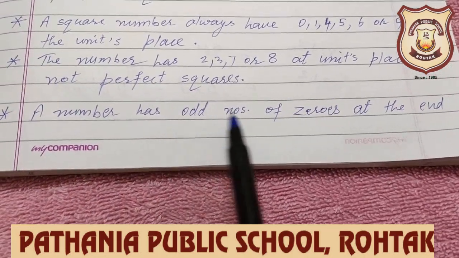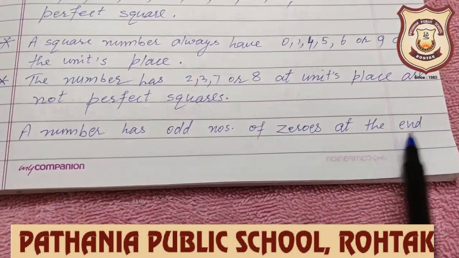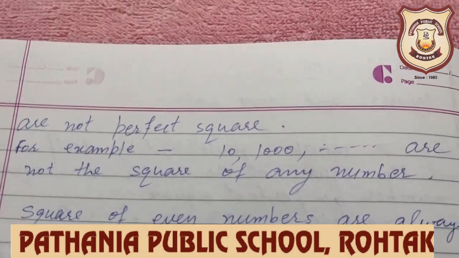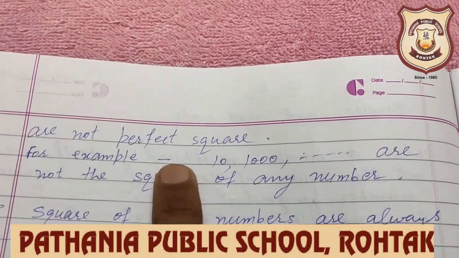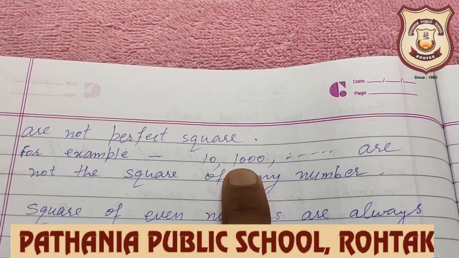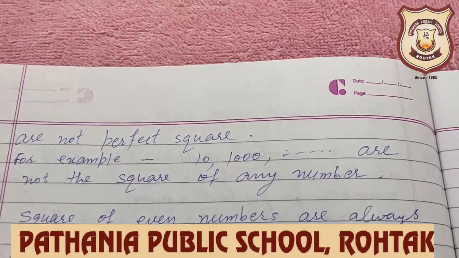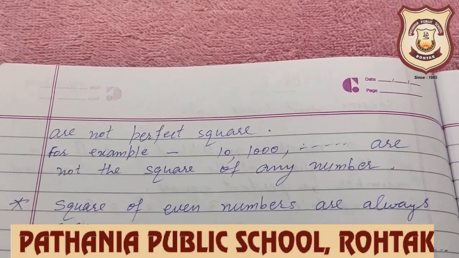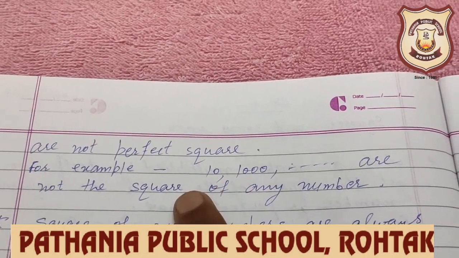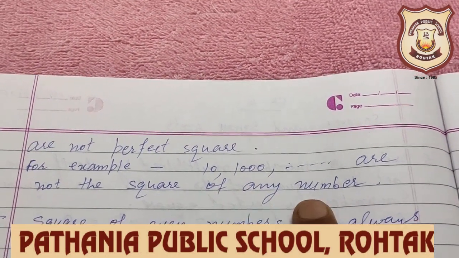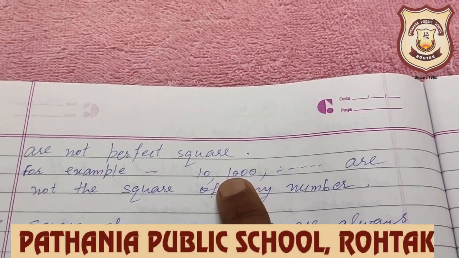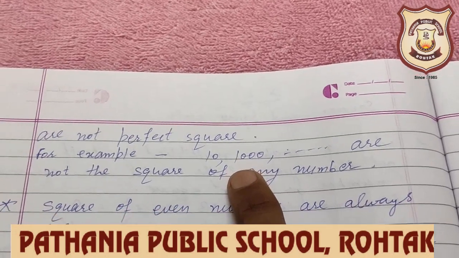A number that has an odd number of zeros at the end is not a perfect square. If they end with 1 zero, or 3 zeros, or 5 zeros, or 7 zeros, these are not perfect squares. 10 is not the square of any number. 1000 is not a square either. But 100 is the square of 10, because the number of zeros is 2, that is even.